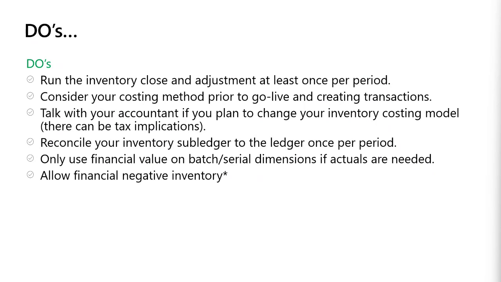You'll also want to make sure that you're reconciling your inventory subledger to the ledger once per period, and we'll talk more about that process in detail in part 5 of our Tech Talk series. You'll want to make sure that you only use the financial value checkbox on the dimension groups for batch and serial numbers if actuals are needed by batch or serial number. We also recommend that you do allow financial negative inventory unless there are specific business reasons to prevent negative financial inventory.